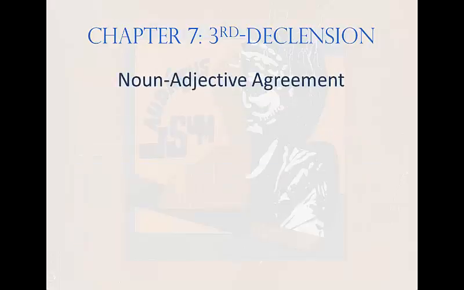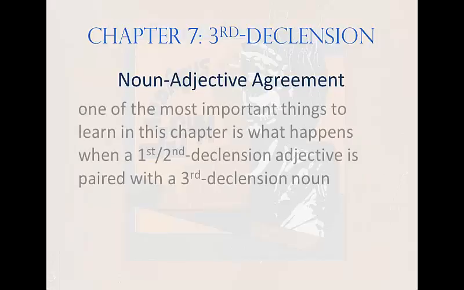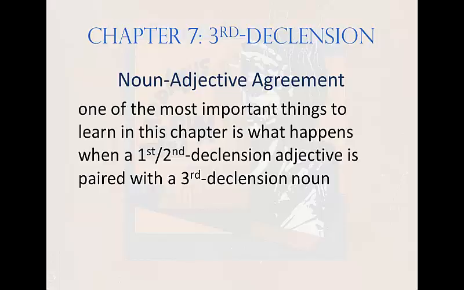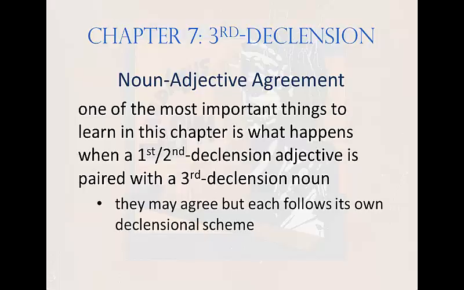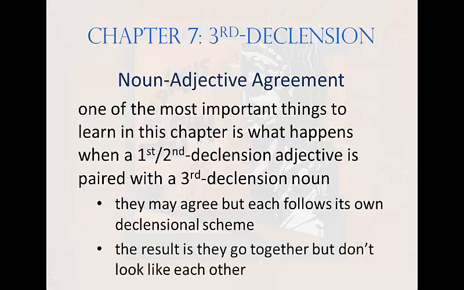Learning third declension involves one more important challenge, which is the agreement between first-second declension adjectives and third declension nouns. When words come from different declensional systems, they can have the same case, number, and gender, but their endings may not look at all alike. In fact, they almost never do.